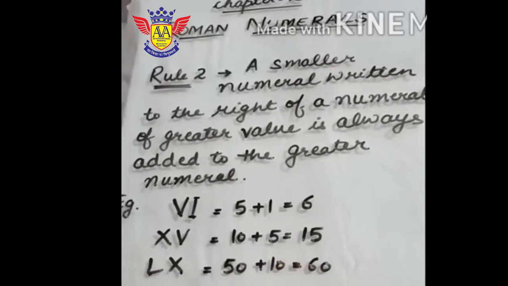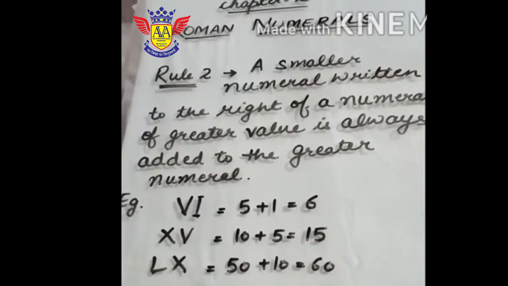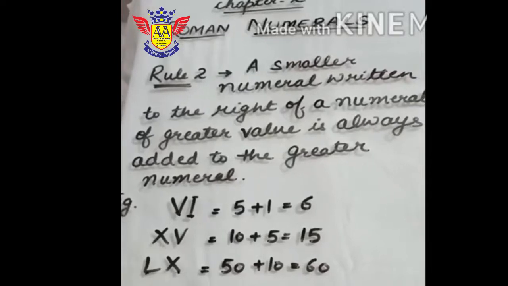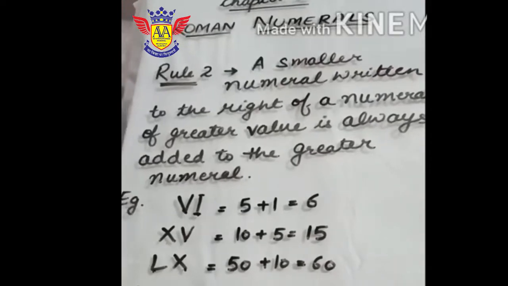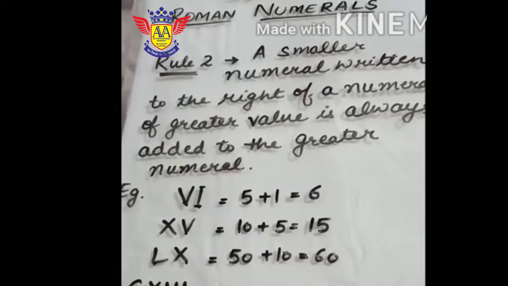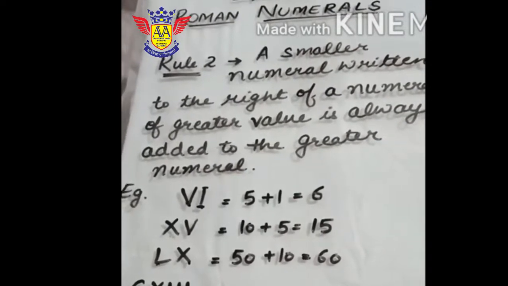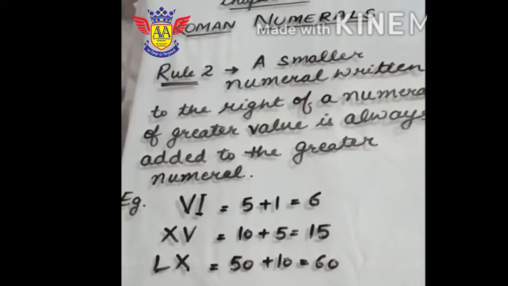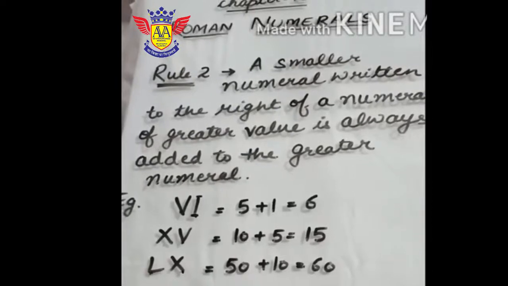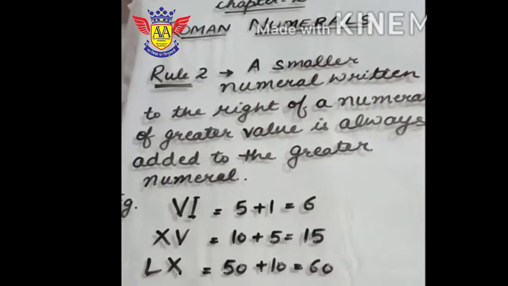Now we do one more example. Here we can see C stands for 100, X stands for 10, I stands for 1, this I stands for 1, similarly this I stands for 1. Here is also the same condition that the smaller numerals are written on the right side in comparison to the greater numeral. So we will add all these numerals. Like C stands for 100, X stands for 10, I stands for 1 plus 1 plus 1. So this will become 130. This is our rule number 2.